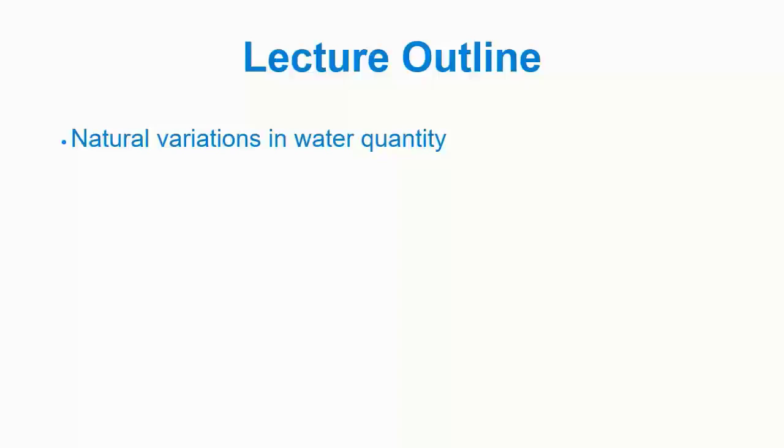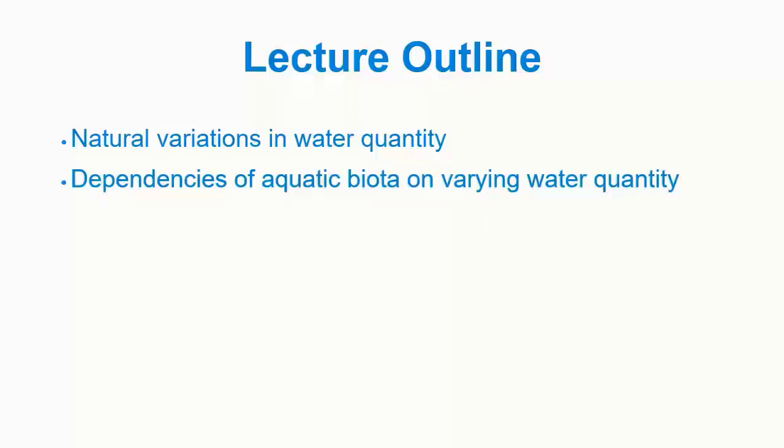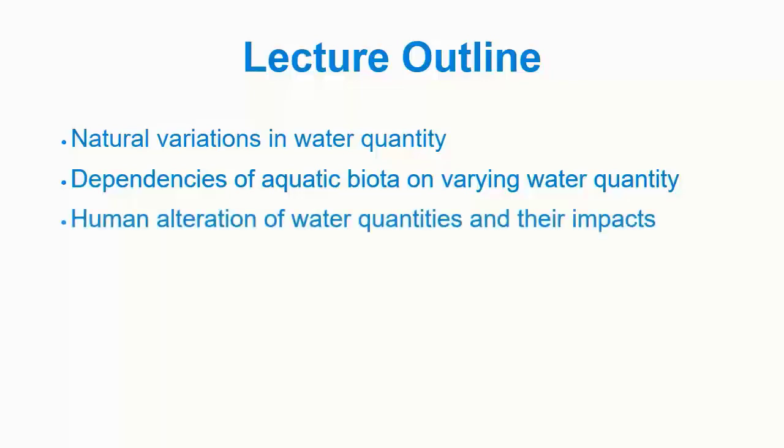We'll begin by looking at the natural controls on the quantity of water in freshwater systems and natural variations in water quantity across different seasons and years. Next, we'll look at how native freshwater biota depend on these natural variations in water quantity in their own life histories. We'll also briefly look at the pressures that alter natural water quantities. And finally, we'll consider approaches to assess this alteration and describe the freshwater system's condition with respect to water quantity.